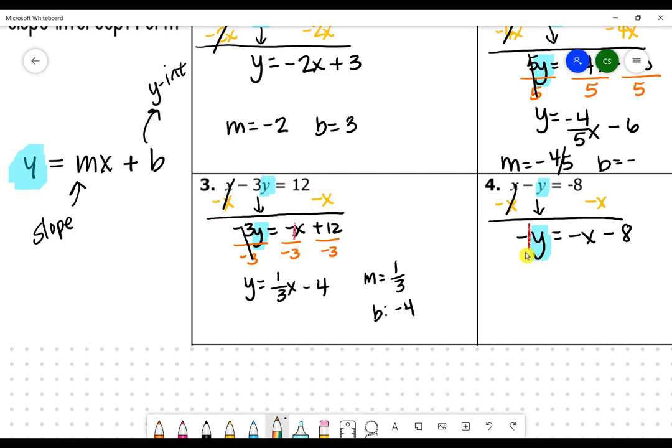So what is the opposite of being multiplied by negative 1? Well, dividing by negative 1. And as always, you got to divide everything by negative 1. Well, this cancels, and I'm left with y is equal to another magic 1 in front of it. Negative 1 divided by negative 1 gives me a positive 1. Negative 8 divided by negative 1 gives me a positive 8. And I can identify my slope as 1 and my y-intercept, aka my b, as a positive 8.